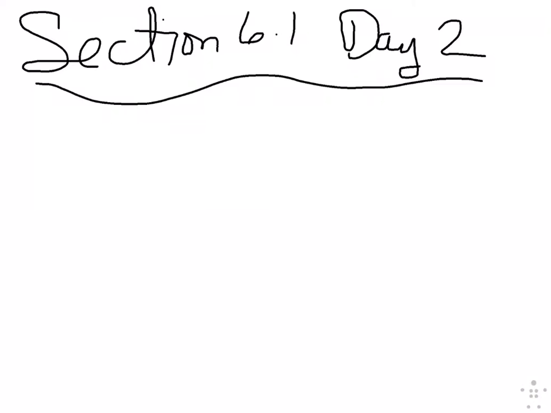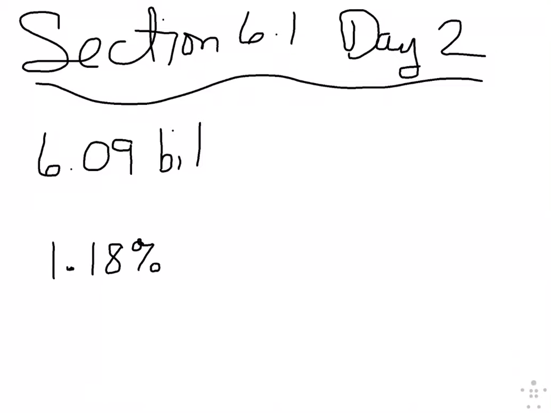What it's going to ask you to do is it's going to say, in the year 2000, the world population was about 6.09 billion. During the next 13 years, the population increased by 1.18%. I said it wrong. Okay? Now it's going to say for part A, write an exponential growth model given the population Y in billions of years after the year 2000.